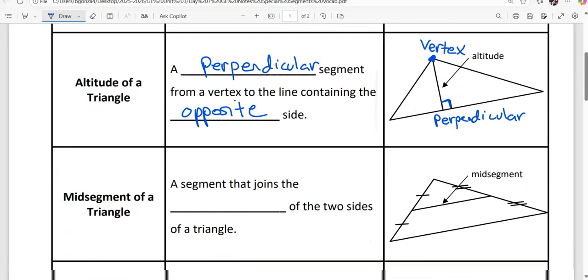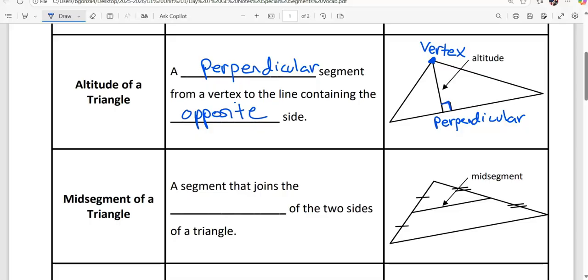Okay, next one. Mid segment. Now, didn't we learn this yesterday? And we did a warm up on it today. It's from midpoint to midpoint. So instead of to a vertex like the median, it's from midpoint to midpoint.